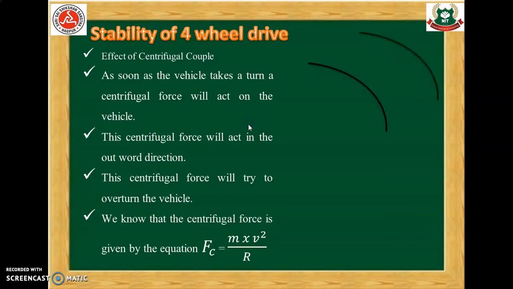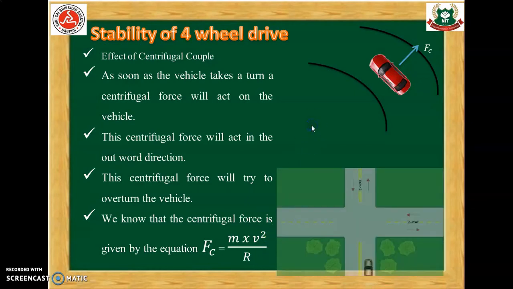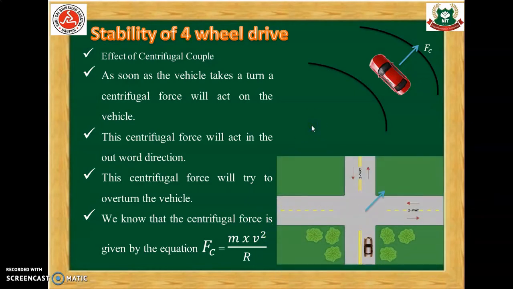Let us assume that you are taking a turn on a curved path. As soon as you take the turn, some force will act in the right-hand direction, that is called Fc, and Fc is nothing but your centrifugal force. Means when you are taking a left turn, your body will try to move to the right side, because of this centrifugal force. When you are taking a right turn, your body will try to move to the left-hand side, because of centrifugal force. Now you can assume that if you are taking a turn, your body will try to move in this direction as shown in the animated video.